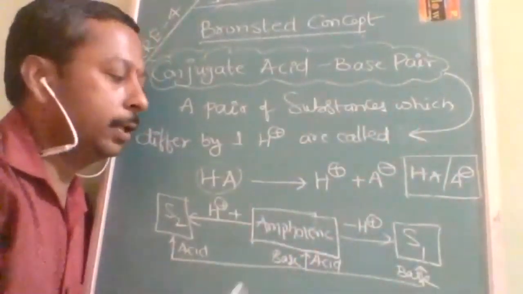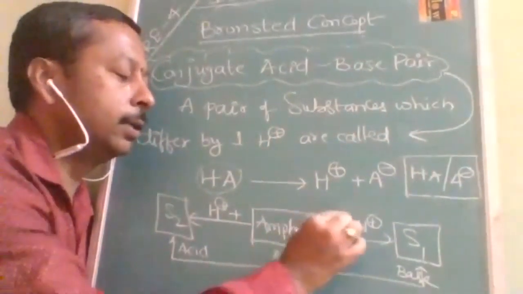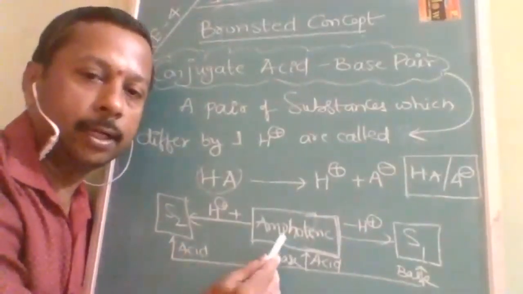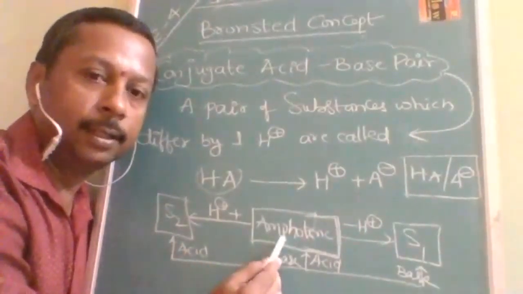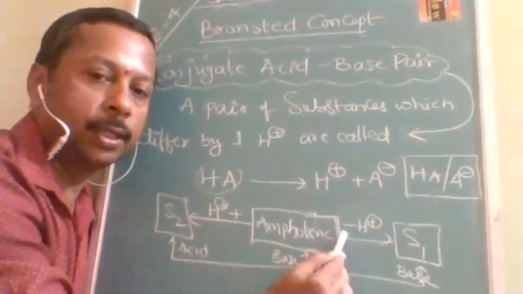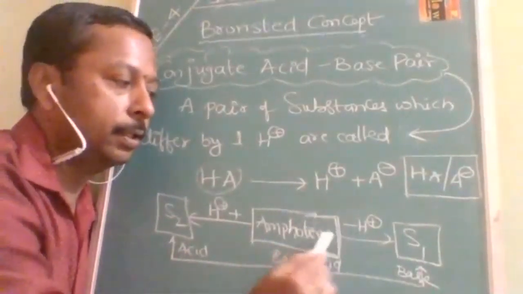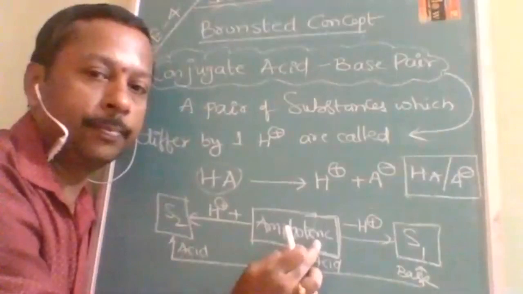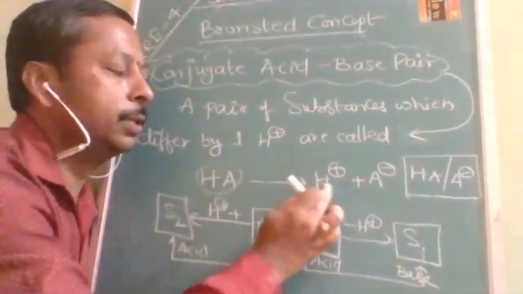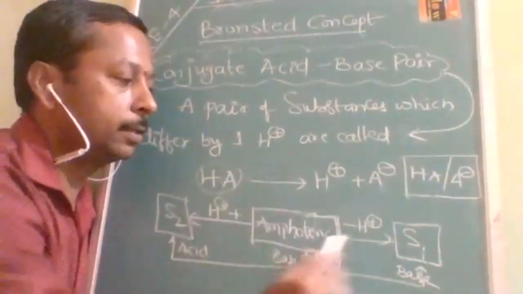There are certain substances which can donate as well as accept H plus. Such substances are called amphoteric. Once they lose H plus, the loss of H plus is called acid. In this direction it is an acid, and the substance which is formed is a base. So base, acid, acid and base.